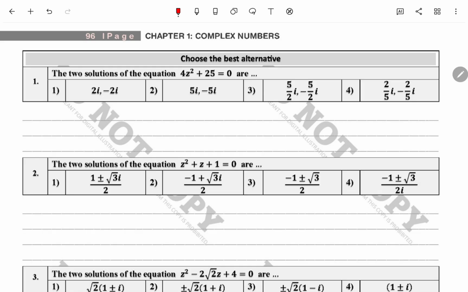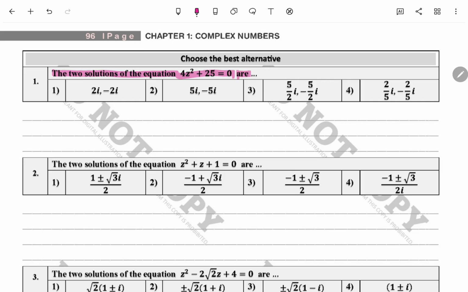Solving quadratic equations, second degree, in the complex number set. We're going to choose the best alternative. The first equation is: the two solutions of the equation 4z squared plus 25 equal to 0 are.